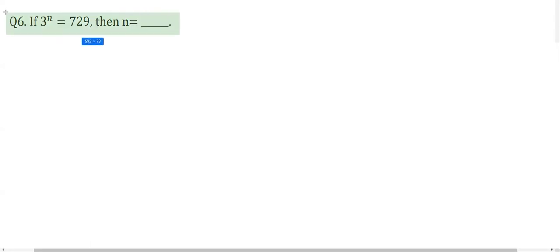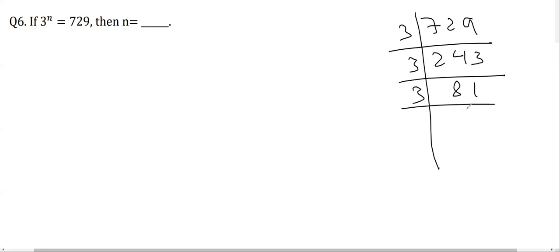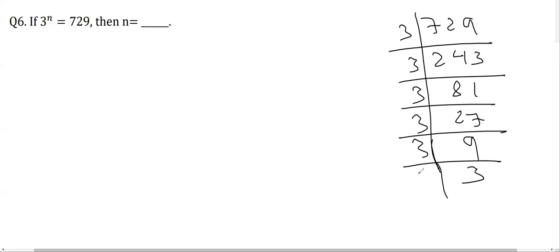We are now in question number 6. It says that if 3 raised to the power n is equal to 729, then what is n equal to? So for that, we are supposed to write 729 as a power of 3, and that is possible by prime factorization. So if I prime factorize 729, it's divisible by 3. 3 2s are 6, remainder 1, that is 12. 3 4s are 12, and 3 3s are 9. Further with 3, 3 8s are 24 and 1 is 3. Further with 3, 3 9s are 27, 3 3s are 9, 3 3s are 9, and 3 1s are 3.